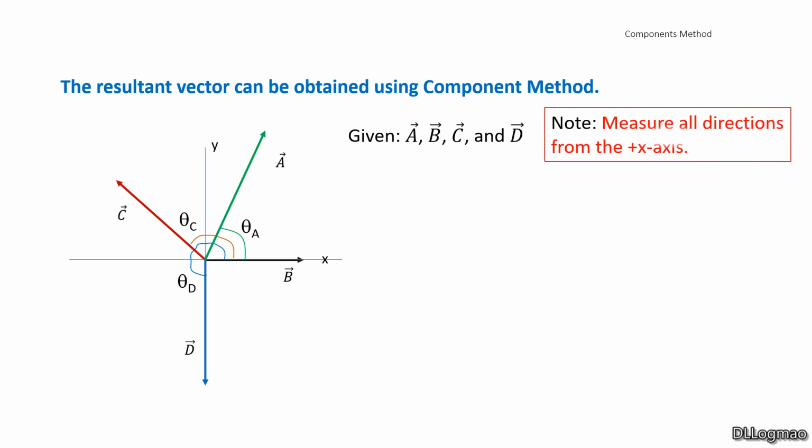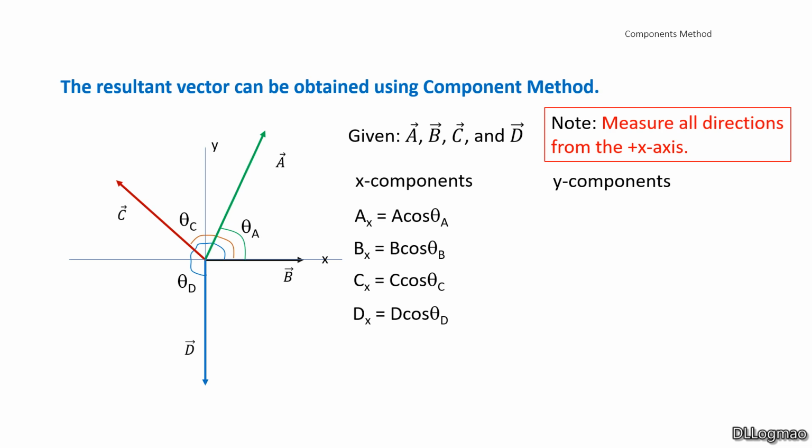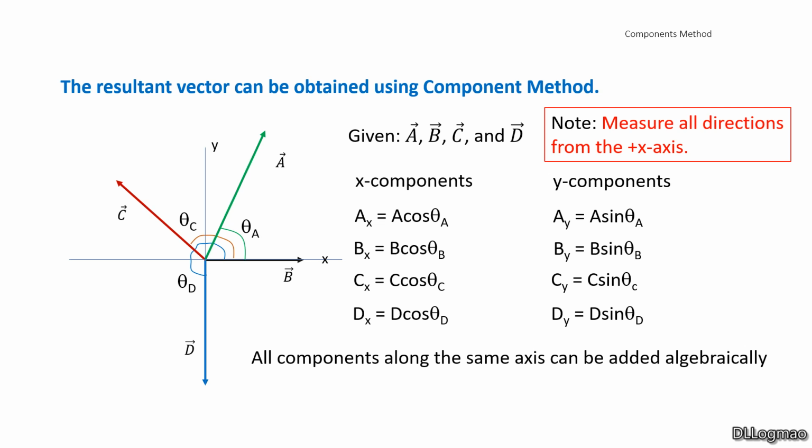The x components of the vectors are A sub x, B sub x, C sub x, and D sub x. The y components of the vectors are A sub y, B sub y, C sub y, and D sub y. The components of the vectors acting along the same axis can be added algebraically.